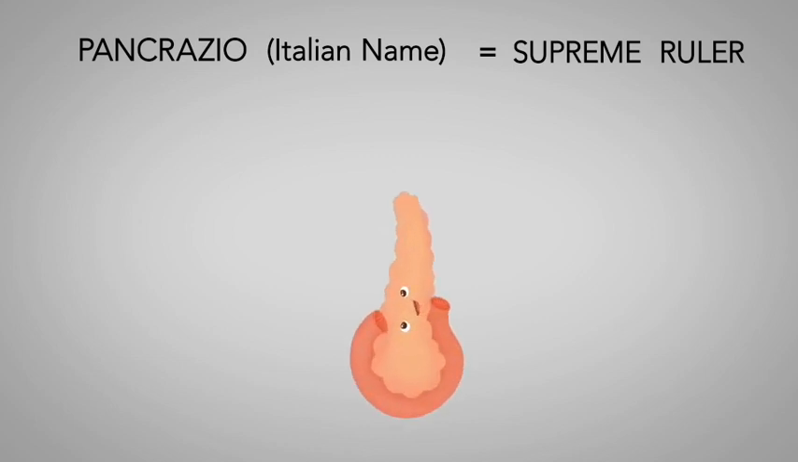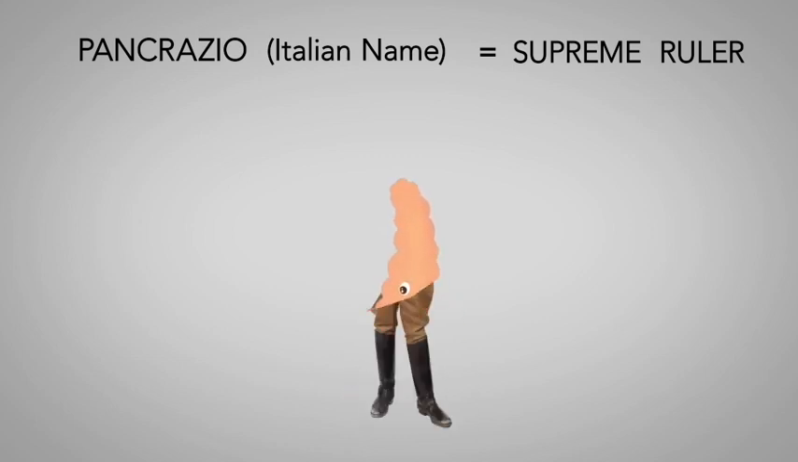Now that we've seen examples of Indian names, let's see a few examples of foreign names. Pancrazio is an Italian name, which means a supreme ruler. Visualize funny pancreas and you can connect it to a supreme ruler.